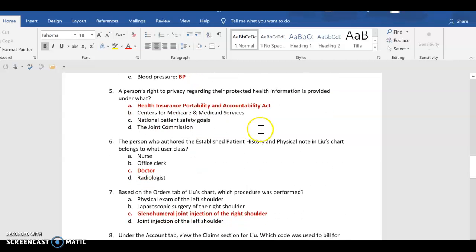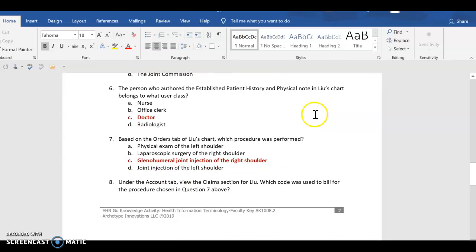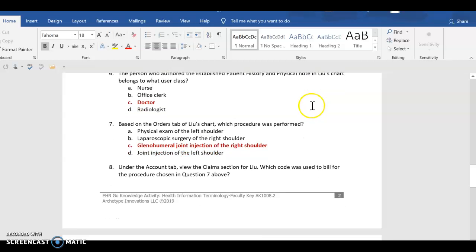Patients' right to privacy regarding their PHI is provided under what? This is HIPAA. The person who authorized the established patient history and physical note would be the doctor. Okay, the doctor is responsible for history and physical notes.